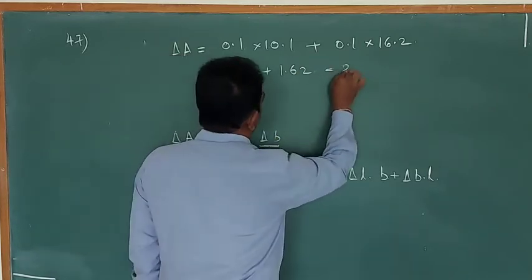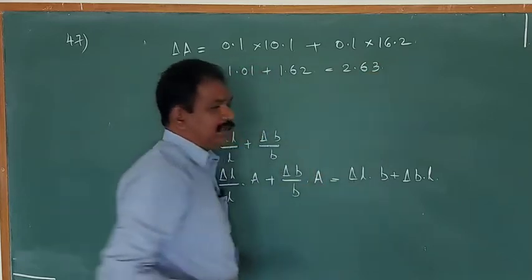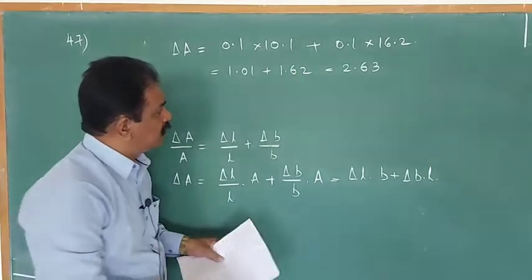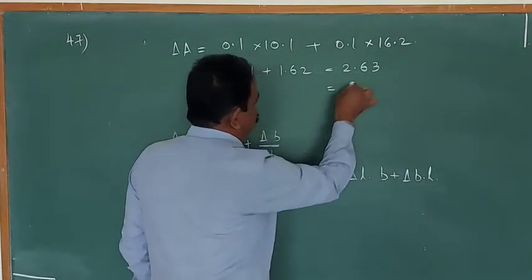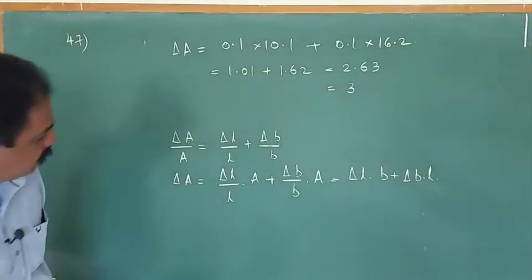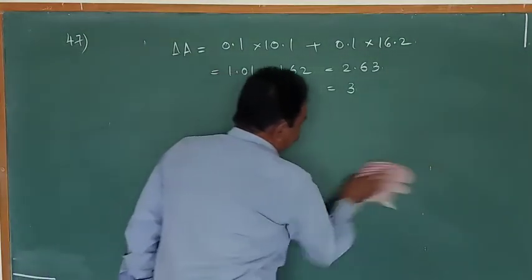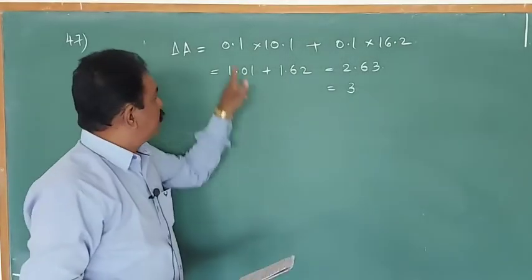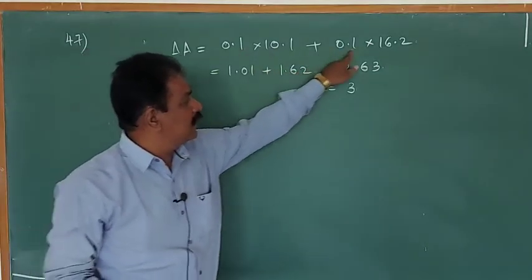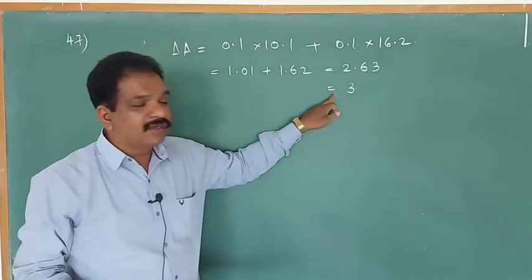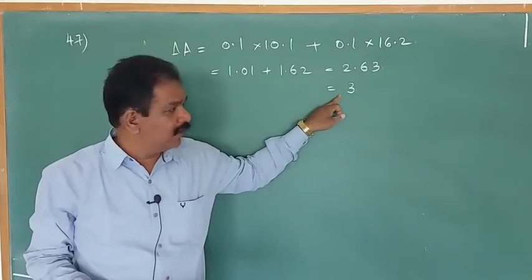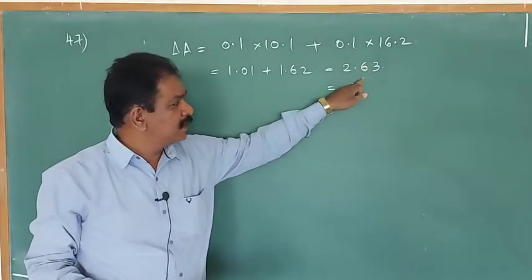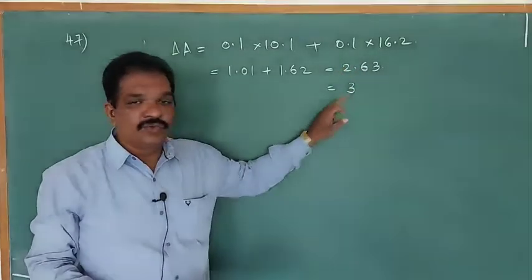So totally 2.63. That will be the error. If you round off that error, this is equal to 3. Because error is having how many significant figures? Only one. Here this is only one. This is also having one. Final answer should also have one significant figure. Discard this 3, 6 will not change. Discard this 6, 2 becomes 3.